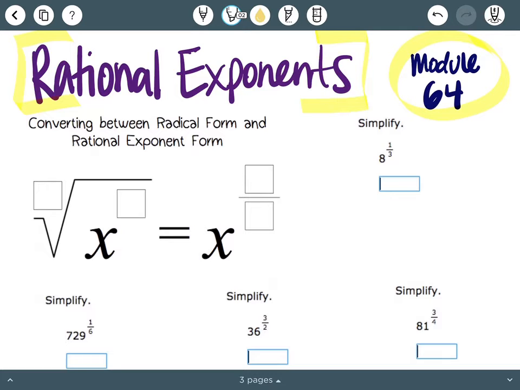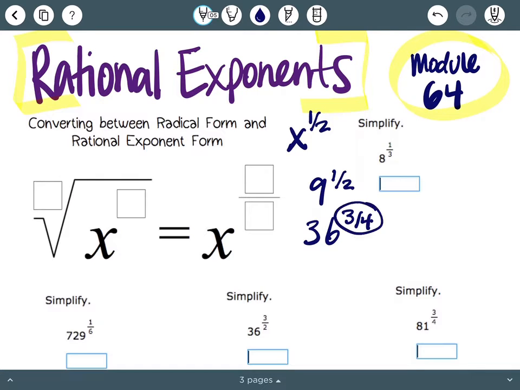So rational exponents are just when we have anything that has a fraction in the exponent. So like x to the 1/2, or 9 to the 1/2, or 36 to the 3/4, right? Anytime that we don't have a whole number right here, we just have a fraction.